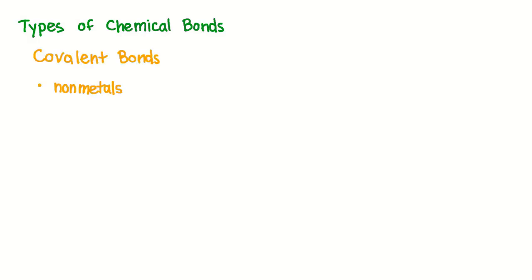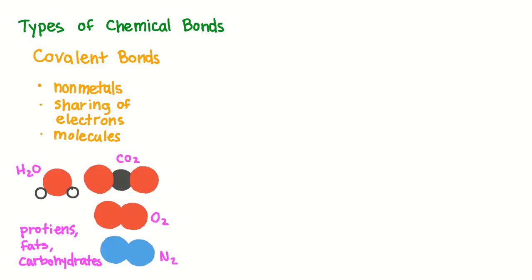Covalent bonding occurs mainly between nonmetals. This type of bonding occurs when atoms share their electrons to form what we call molecules. Covalent bonding is a very common type of bonding you'll encounter in chemistry. For example, all the atoms in water are covalently bonded, as are all the molecules that make up the gases in the air, oxygen, nitrogen, and carbon dioxide, as well as most of the compounds found in living beings, like proteins, fats, and carbohydrates. The next kind of bonding is ionic bonding.